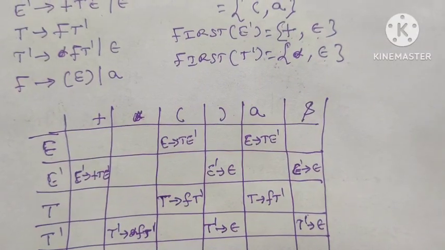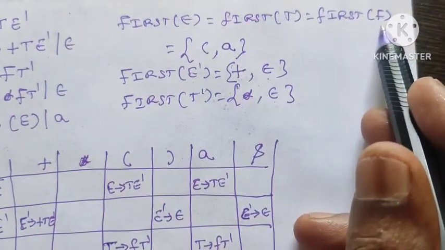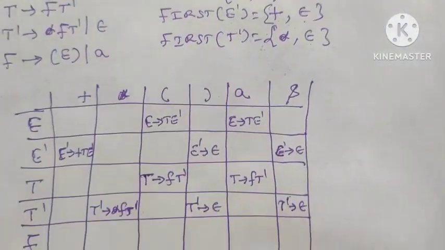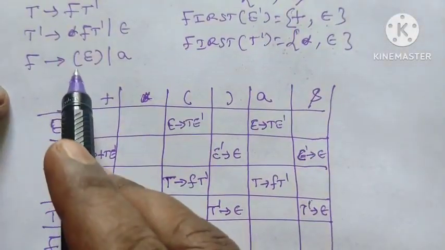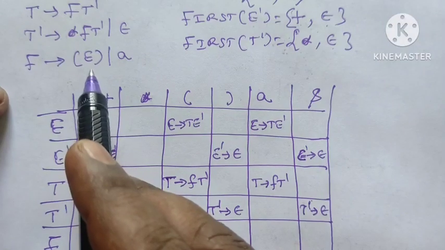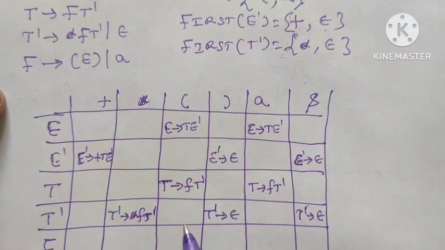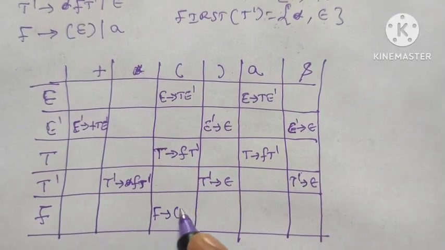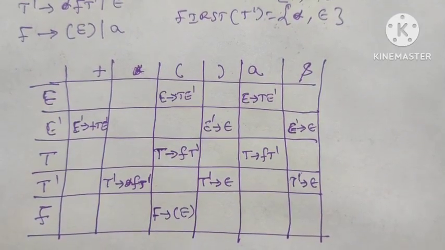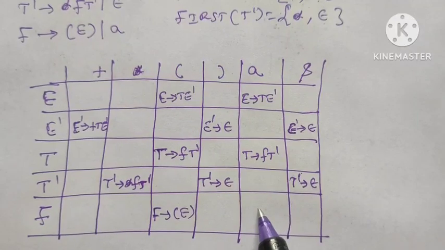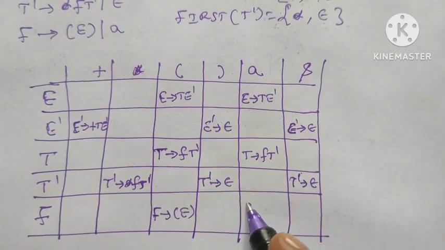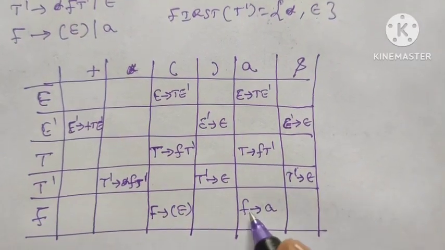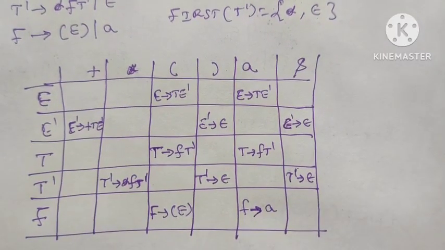Find the follow for F. So first for F is open brackets and A. Now for F you have two productions. Which one is giving me the open brackets? F tends to E is giving me the open brackets, so in open brackets you write F tends to E, and in A you write F tends to A. So that's about the parsing table.